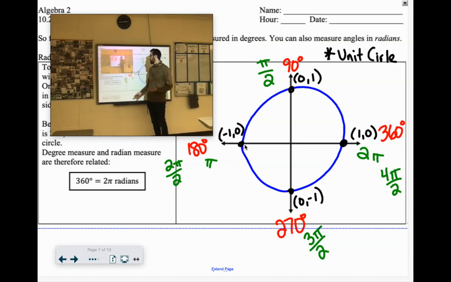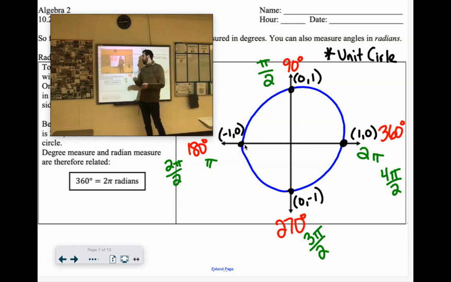Right? So sometimes you're going to be given it with a denominator of 2, sometimes 3, 4, 6, and you're going to be able to figure out the degrees, you're going to be able to figure out the reference angles, all of that in radians.